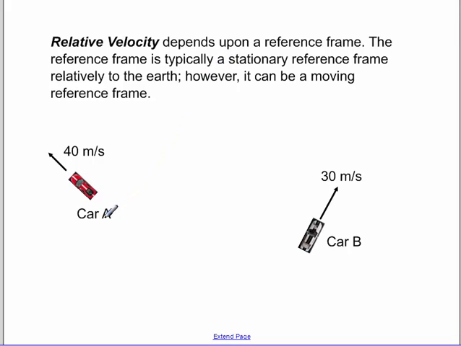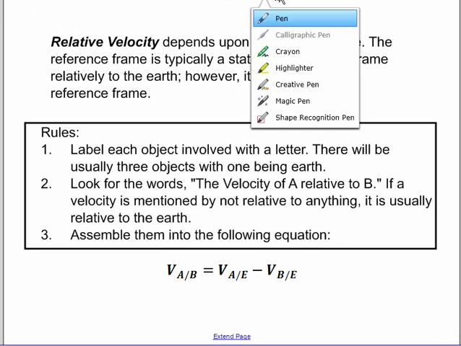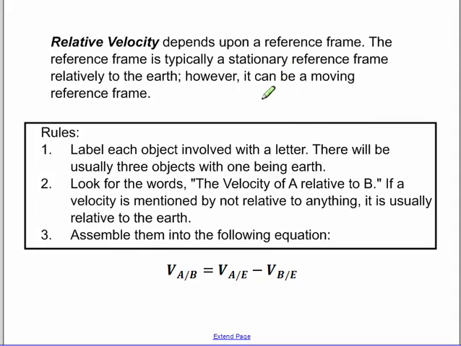So here I have car A going off in this direction at 40 meters a second. I have car B going off at 30 meters a second. The type of problems we're going to get into is trying to find what is the velocity of car B with respect to car A, or what is the velocity of car A with respect to car B. To work these problems, let me go over some of the important characteristics and things you should do.